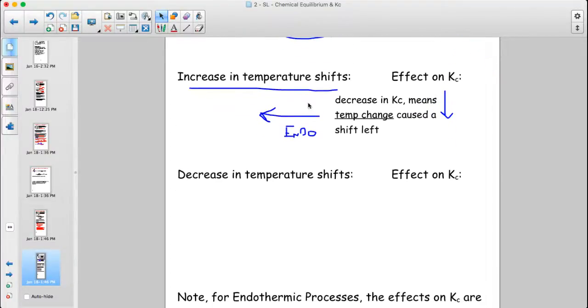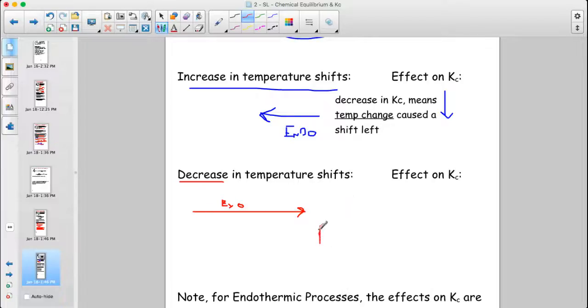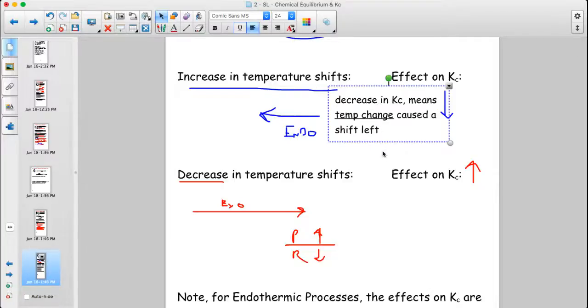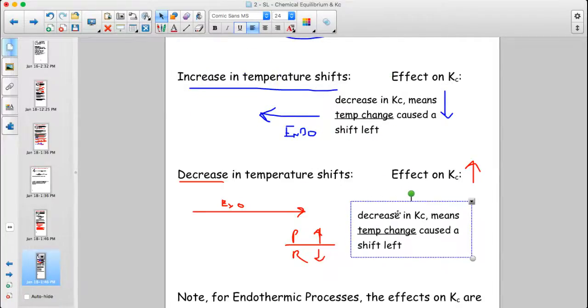Okay? A decrease in temperature for this particular reaction would cause a shift to the right because a decrease in temperature will always favor the exothermic process. It will slow down both rates, but it will slow the exothermic rate down less. So in this one, it would make more of the product. So products are on top, that would increase. Reactants are getting used up, so the reactant concentrations are decreasing, and both of those will have the effect that the Kc will go up. And so an increase in Kc means that a temp change caused a shift to the right.